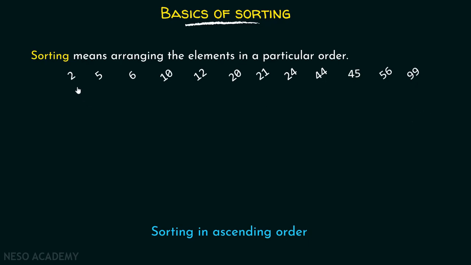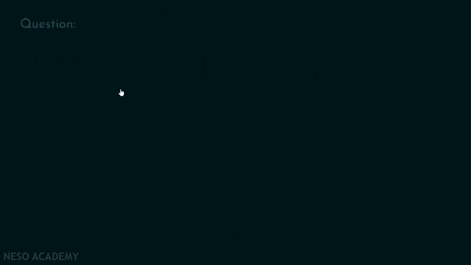You can see that the elements are now placed in ascending order. The smallest element is at the first position and the largest element is at the last position. So it is clear that the elements are arranged in a particular order. That's why we can say that these elements are now sorted. Now let's consider the question.